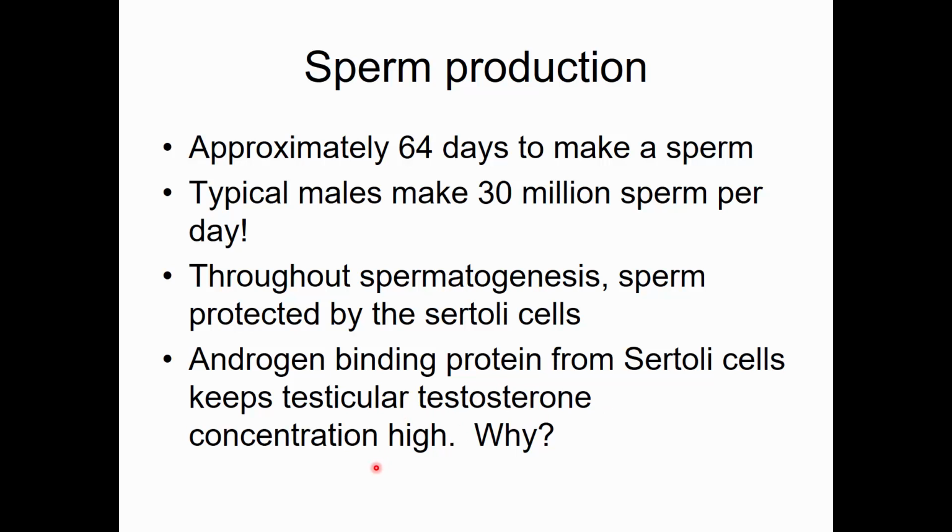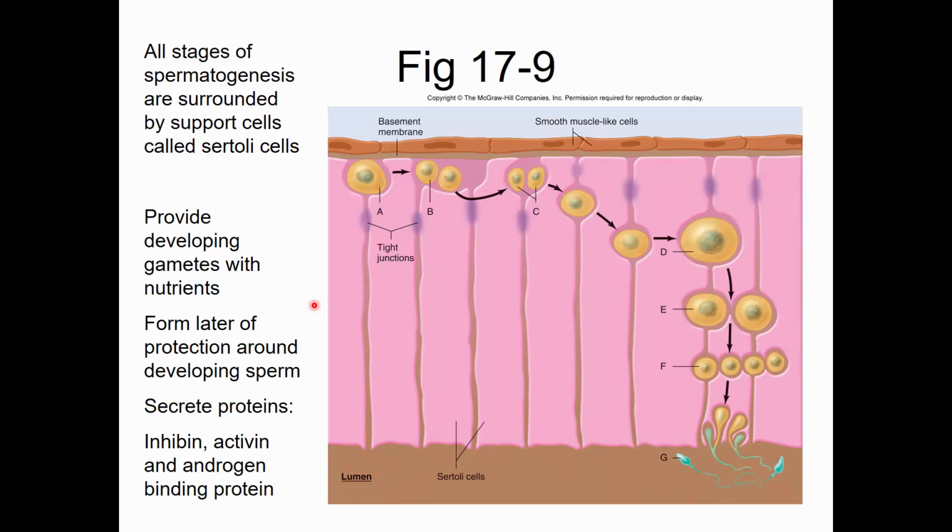And how does that work? Well, testosterone is lipid soluble. It can go wherever it wants. But if you have a binding protein, some of that binding protein can hang on to the testosterone and keep it in the testicles. Why is that important? Because testosterone is required for spermatogenesis.